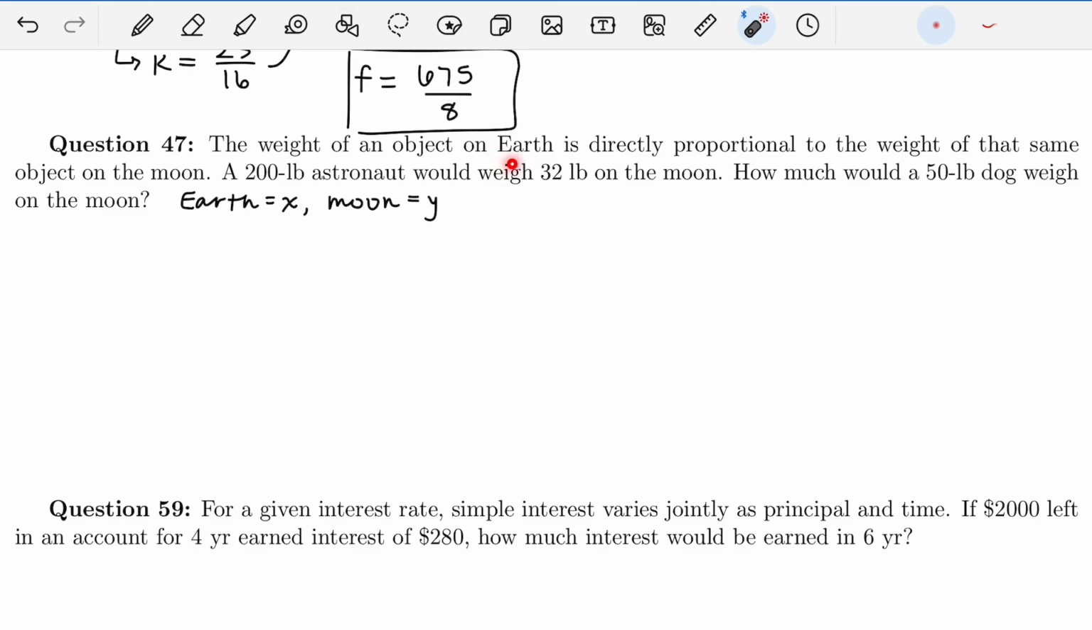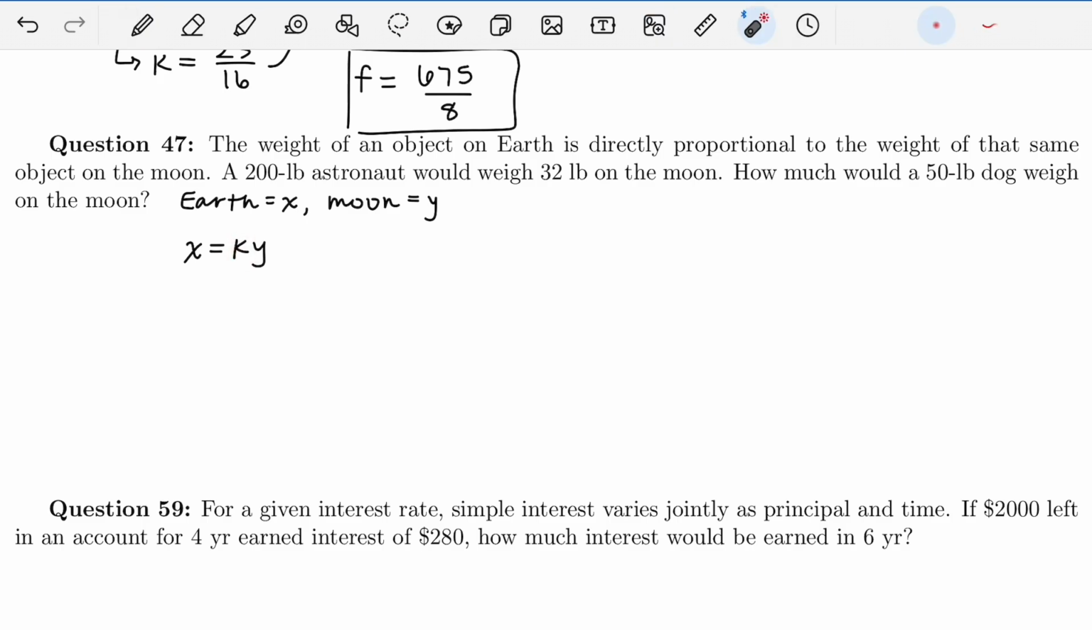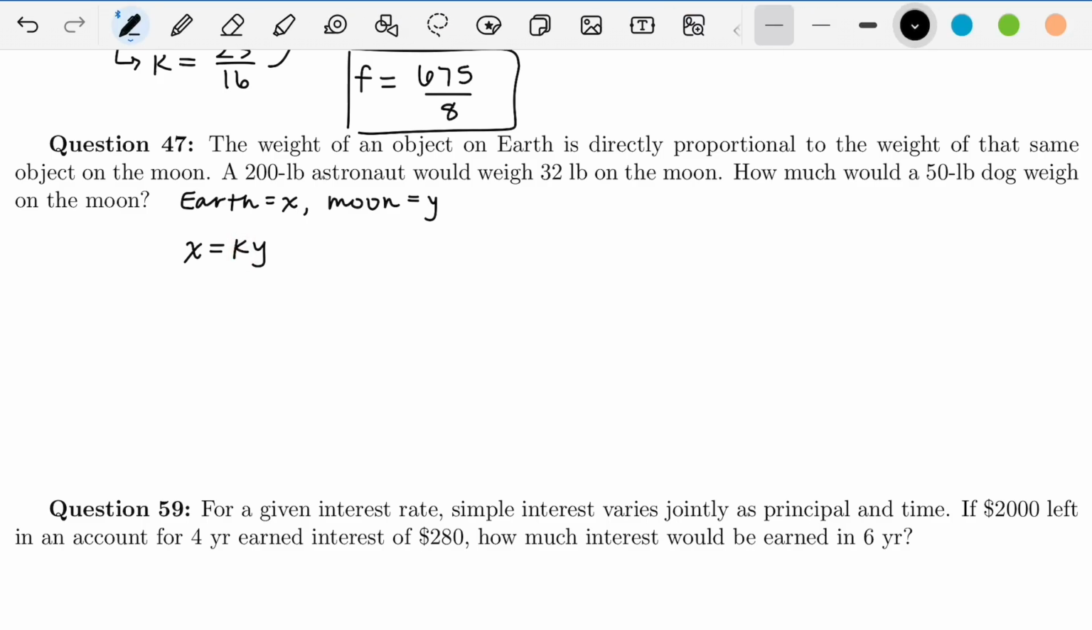So, if the weight of an object on Earth is directly proportional to the weight of the object on the moon, our equation is going to look like this here. So x varies directly as y. So now let's plug in our known information and solve for this constant of variation here. So a 200-pound astronaut would weigh 32 pounds on the moon here. So what we'll have is 200 is going to be equal to our constant of variation times 32 here. Now solving for k, we're going to divide by 32 on both sides. We're going to end up with k is equal to 50 over 8.